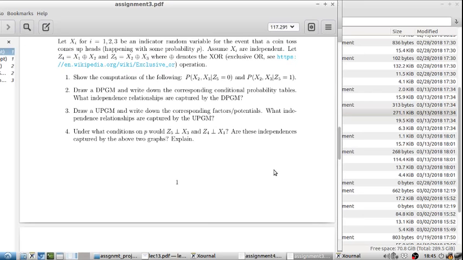There's only x1 and x2 go to z1, and x2 and x3 go to z2. Sorry, x1 and x2 go to z4, and x2, x3 go to z5. Okay, it's an easy plot to draw for the directed probabilistic graphical model. Undirected is also easy. Now, what is 4?